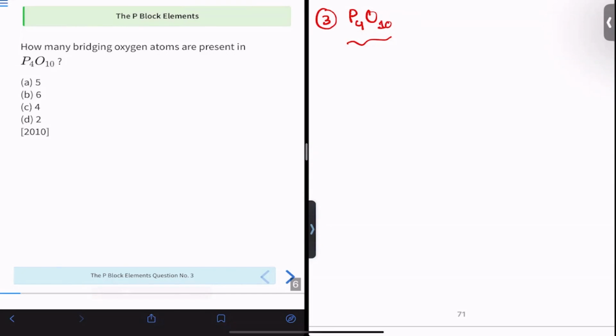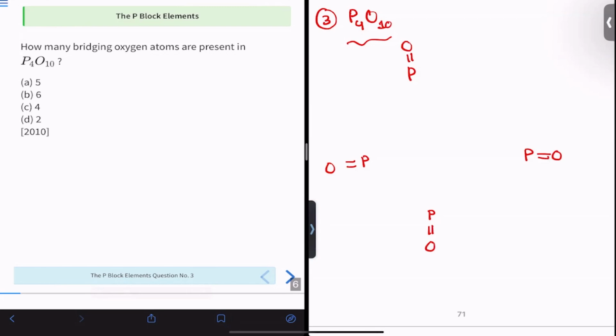First, you know it has 4 phosphorus atoms. Draw 4 phosphorus atoms first. Then what you have to do? Draw oxygen atoms with a double bond to phosphorus, and draw a double bonded PO molecule. Make a double bond between P and oxygen.